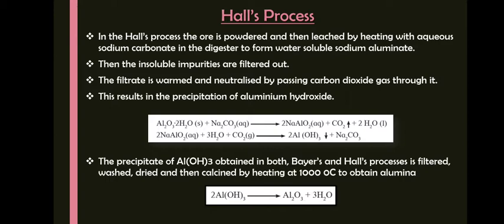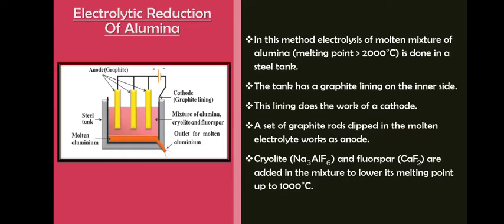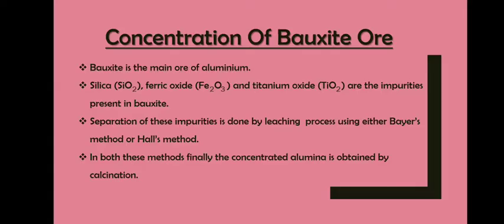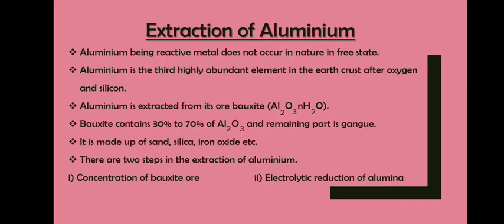Followed, students? The precipitate of aluminium hydroxide obtained in both Bayer's and Hall's process is filtered, washed, dried and then calcinated by heating at 1000 degrees Celsius to obtain alumina. This is degree Celsius, there is a typing mistake over here. So 2Al(OH)3 will give you Al2O3, aluminium oxide, along with water molecules. So the first step is over. Which first step? This one, concentration of bauxite ore.